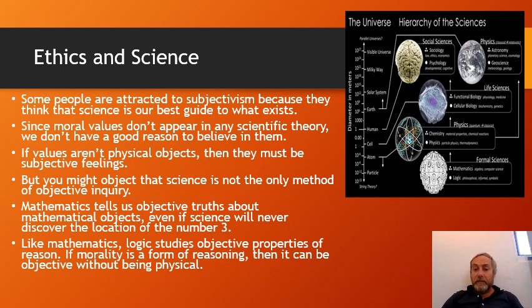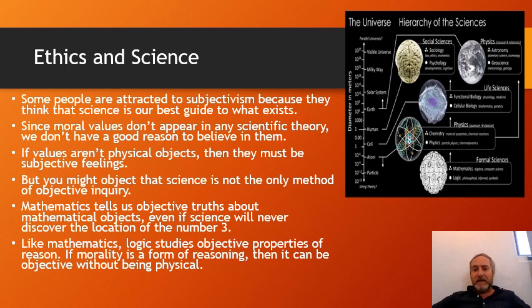Maybe, but in reality, science is not the only method of study, not even the only method of objective study. Mathematics, for example, tells us objective truths about mathematical objects. A physicist is never going to discover the number three. It's an abstract object. But even though it's an abstract object, that doesn't mean that we can't study its properties and discover objective truths about mathematics. Logic is another example. Logic studies the objective properties of systems of reasoning. And in fact, if, as we've been arguing, morality is closely related to reason, a form of reasoning, and amenable to the same or similar methods of study as logic, then maybe it could be objective.